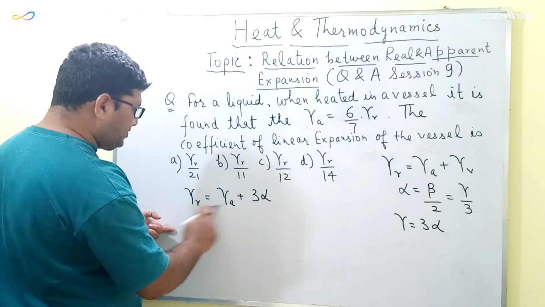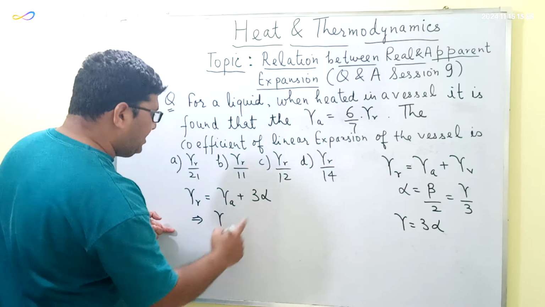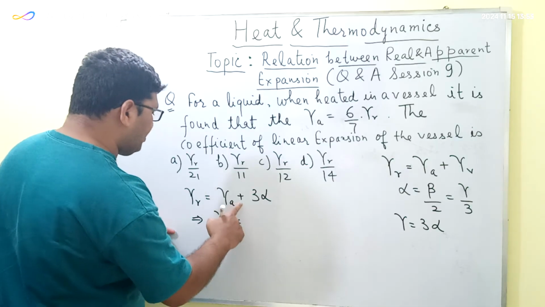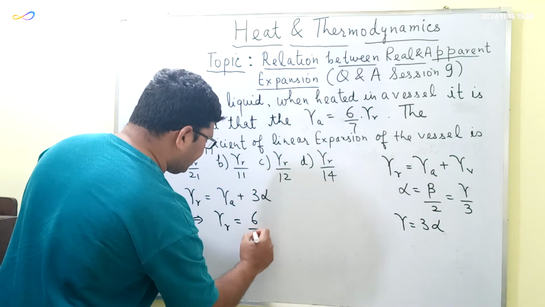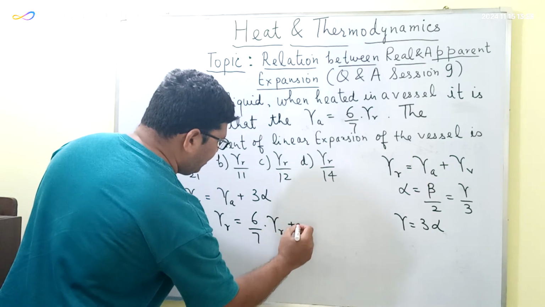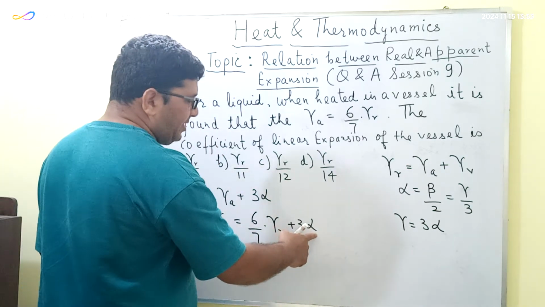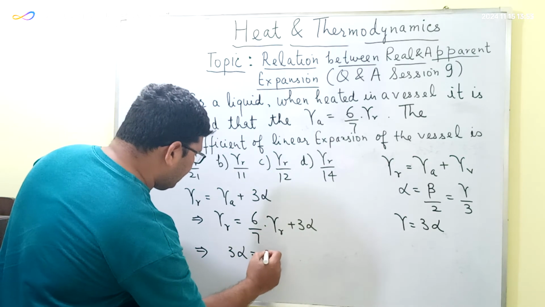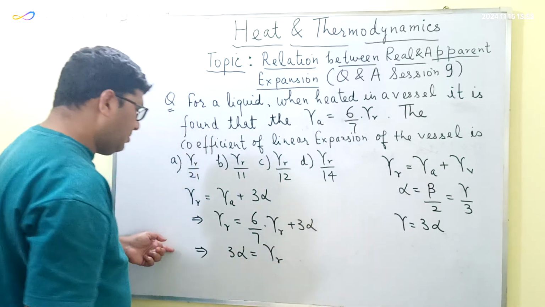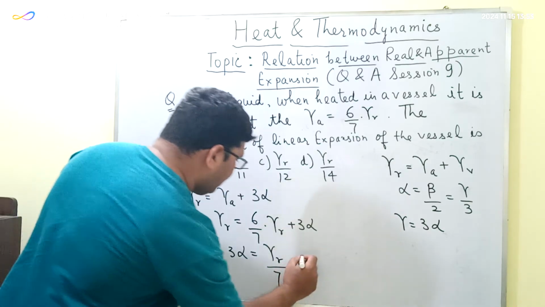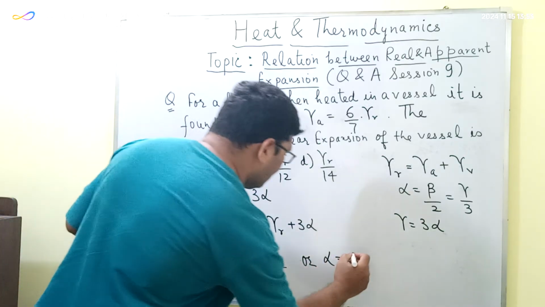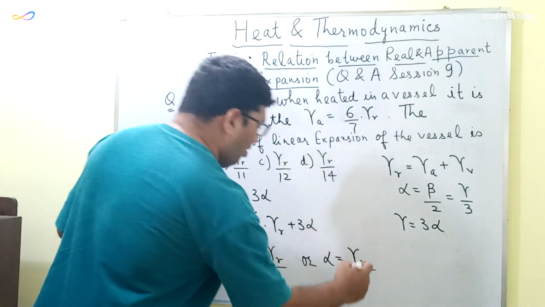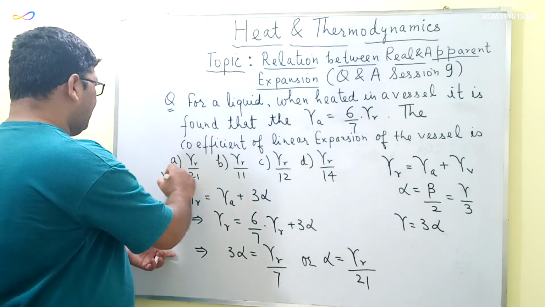So from this relation, we can find the value of the coefficient of linear expansion of the vessel. So the coefficient of real expansion is equal to the coefficient of apparent expansion, which is equal to 6/7 times the coefficient of real expansion, plus 3 times alpha, where alpha is the coefficient of linear expansion of the vessel. So from this equation we get 3 alpha is equal to the coefficient of real expansion divided by 7, or we can say that the coefficient of linear expansion of the vessel is equal to the coefficient of real expansion divided by 21. So the correct option here is A.